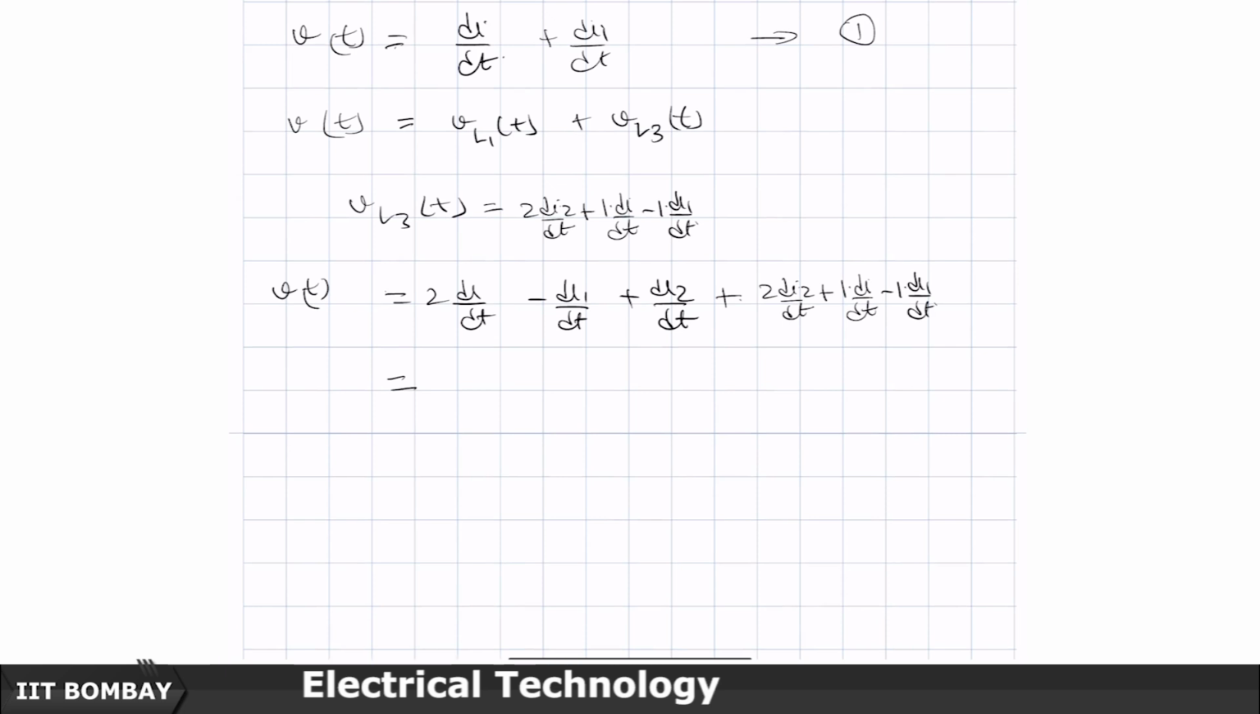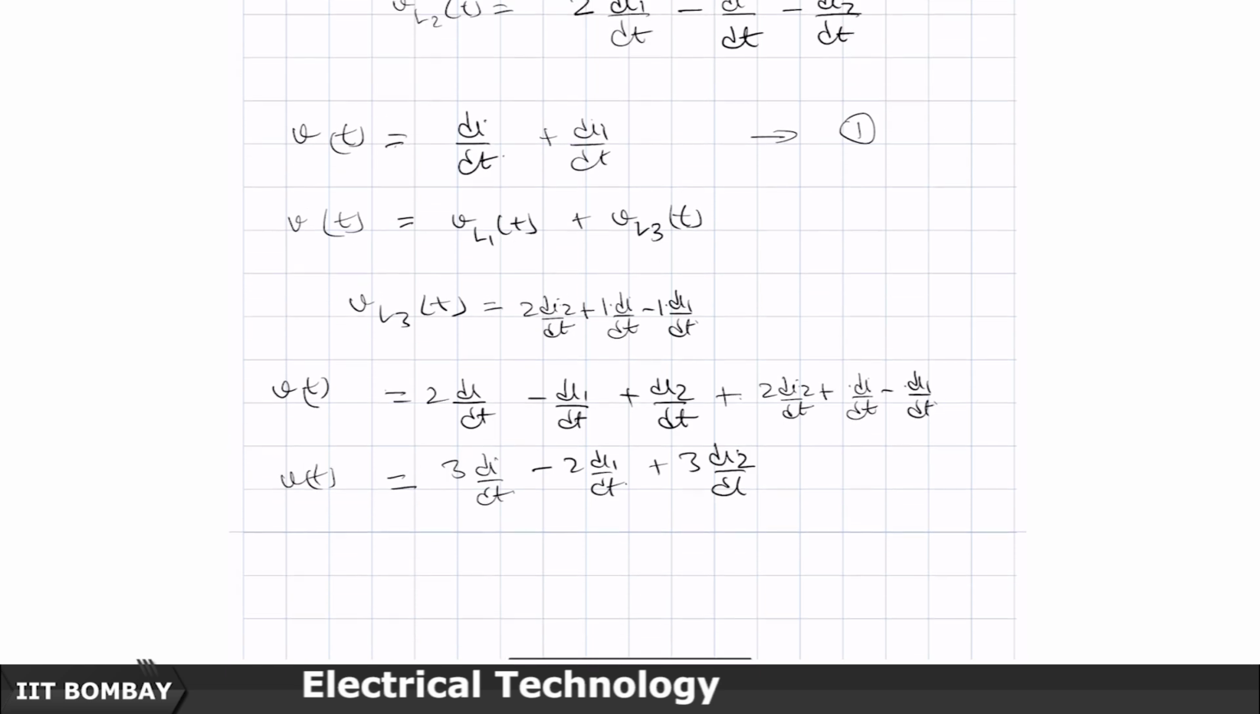So, these ones need not be written down now. So, we will get 2 di by dt plus 1 di by dt, which will give you 3 di by dt, then minus di1 by dt minus di1 by dt will give you minus 2 di1 by dt, and di2 by dt plus 2 di2 by dt will give me 3 di2 by dt. So, I have this as the second equation for V2.